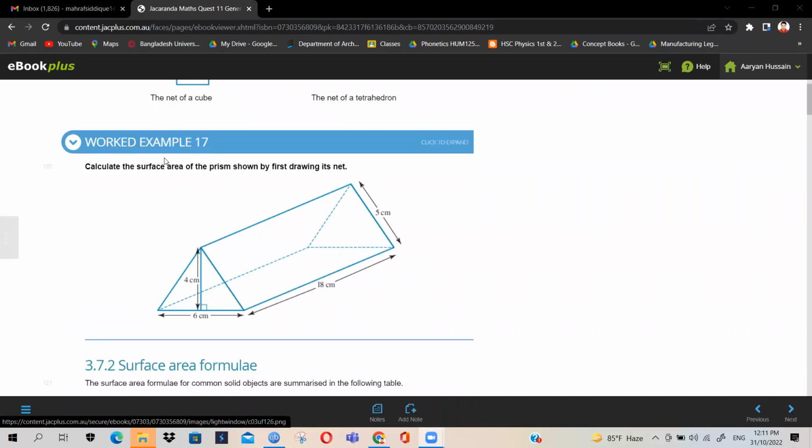Now the surface area of the prism. Obviously, this is a triangle. There are two triangles, as you can easily understand. And in case of the bottom rectangle, tell me what is the dimension for the bottom rectangle? 6 times 18.